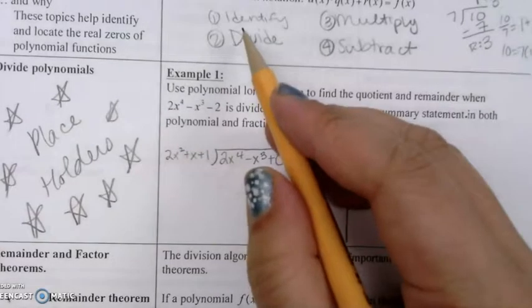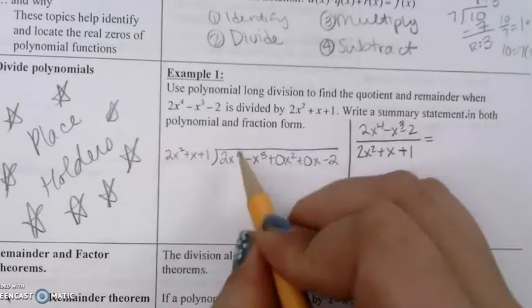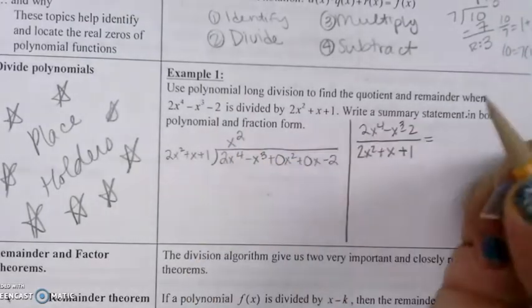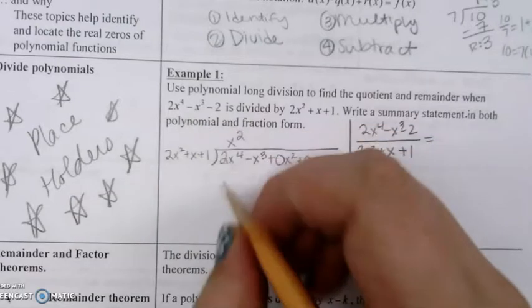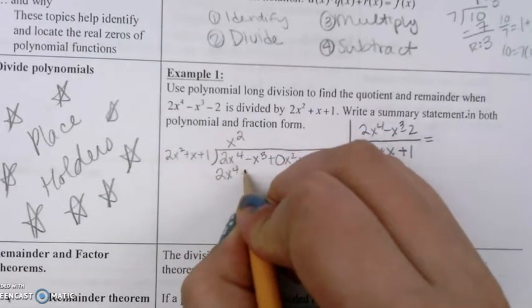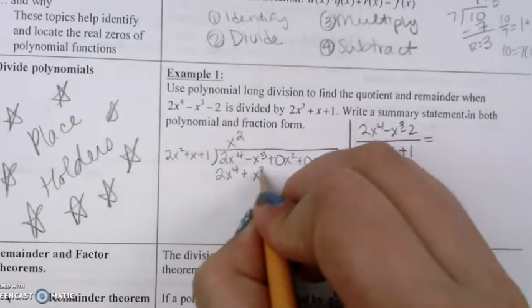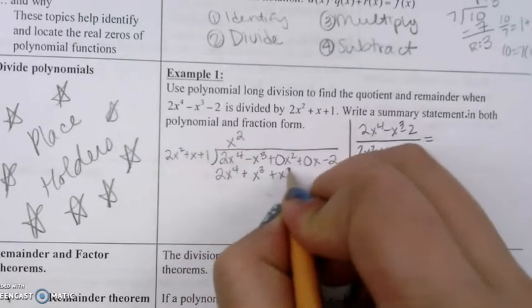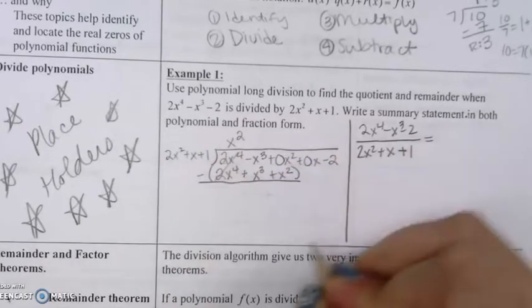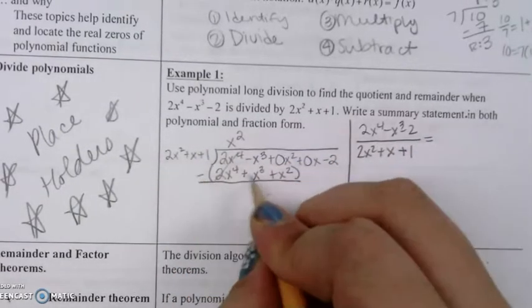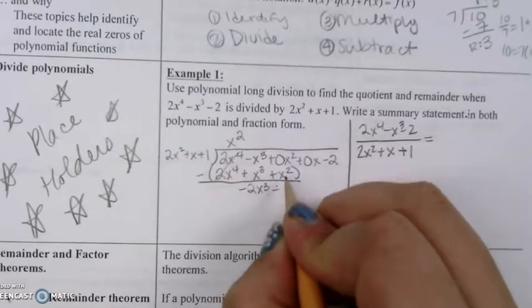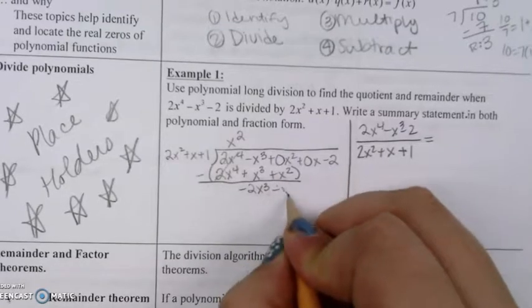So first step is to identify. 2x squared goes into 2x to the 4th how many times? x squared. Multiply, and that means to distribute. So 2x to the 4th plus x cubed plus x squared. And finally subtract. So that gives me 0. Negative x cubed minus x cubed. Negative 2x cubed minus 0 minus 1 is minus x squared.